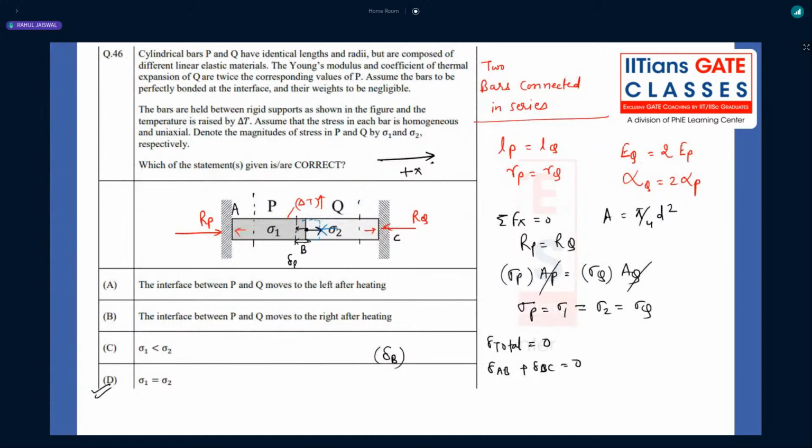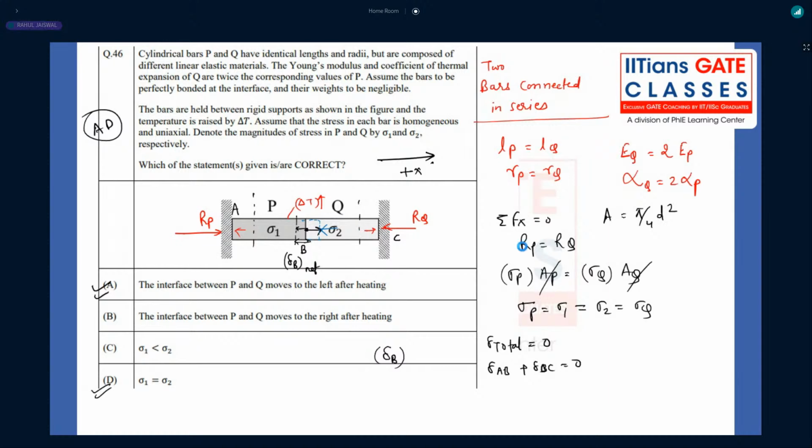This will be the net deflection at the interface, right? So option A will be correct. Getting my point? A and D will be correct for this question. All of you are getting my point? Yes.